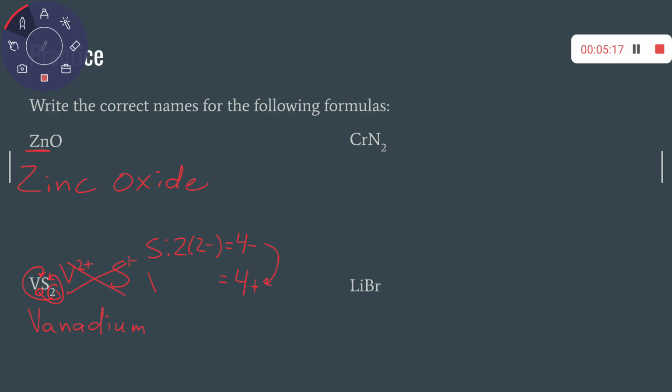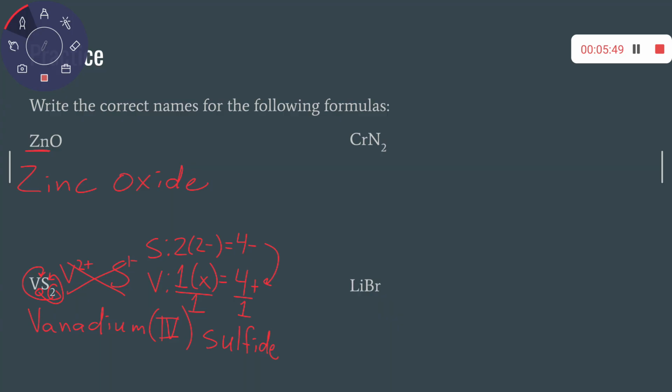So now I can start tackling my vanadium. According to my compound, I have 1 vanadium, but I don't know its charge, so I make that X. Now I solve for X, I divide both sides by 1. 4 positive divided by 1 is 4 positive. So my Roman numeral is the Roman numeral 4 in my name. Then my S, I still give that IDE ending. So this is vanadium(IV) sulfide.